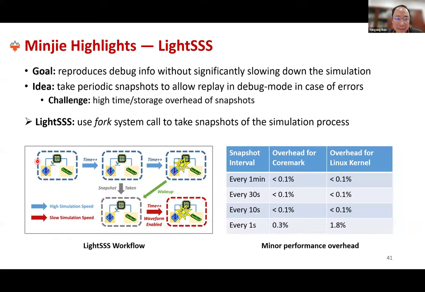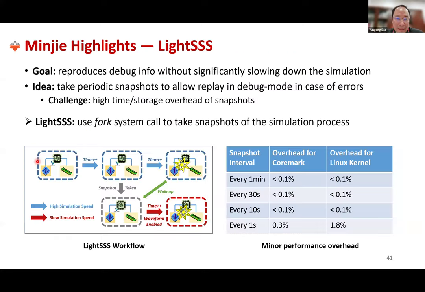So LightSSS uses the fork syscall provided by the operating system to take a snapshot of the whole simulation process. Actually, we leverage the copy-on-write mechanism provided by the operating system. Here is the principle. Every 10 seconds, we call the fork syscall to generate a snapshot. Then the parent process will continue to execute, and the child process is stored as the snapshot.